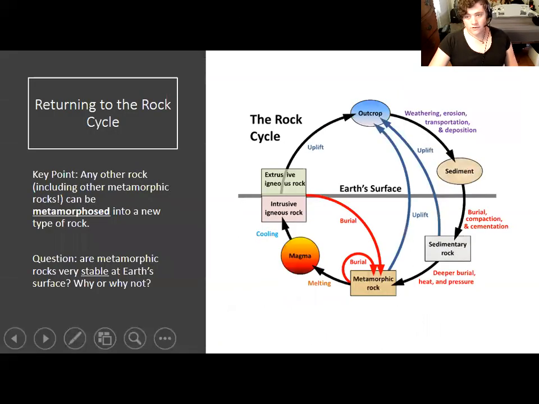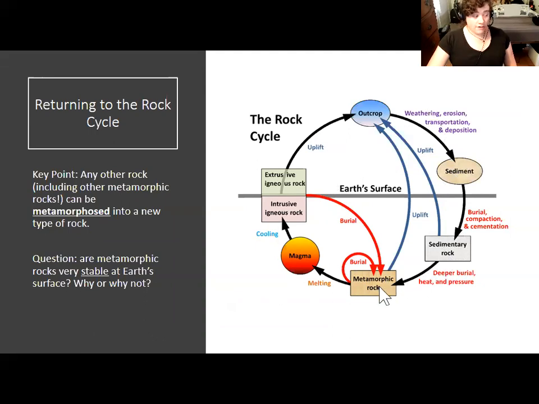Okay then, so according to the rock cycle, any rock, whether it's igneous, sedimentary, or another metamorphic rock, can be fundamentally changed into a different type of rock by heat, pressure, or both. And we've seen this diagram before, and I've pointed out that it actually has a helpful reference point in that it puts Earth's surface here, and it shows you that exposed rocks, aka outcrops, are, for example, eroded into sediments. And sedimentary rocks form when sediments are buried.